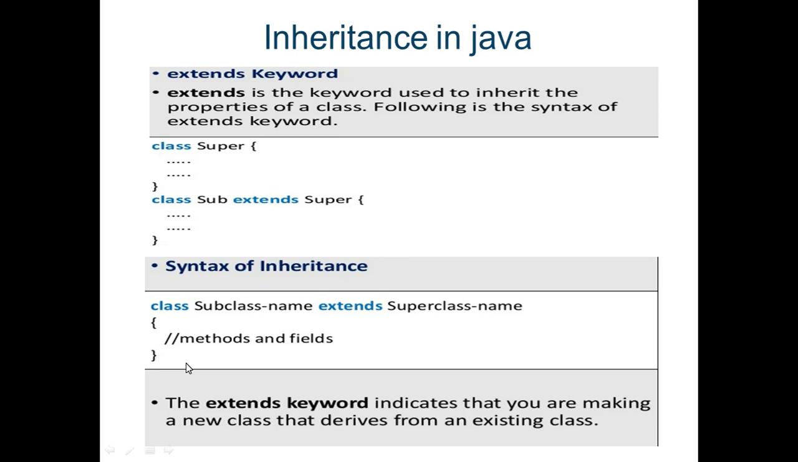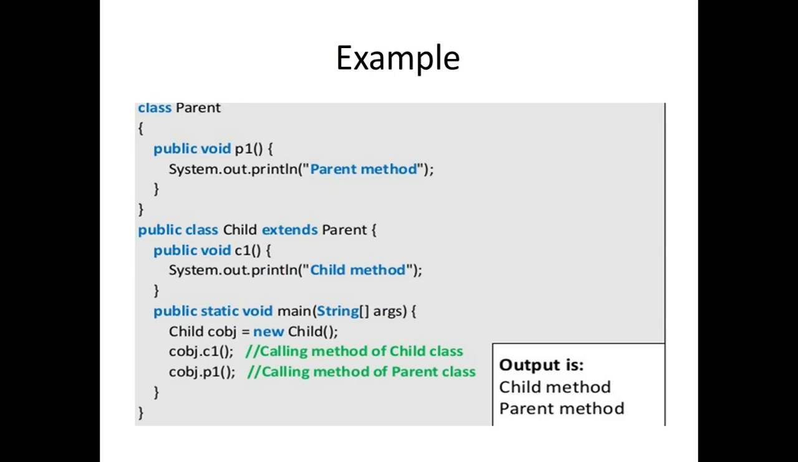So what does the extends keyword indicate? This keyword indicates that we are going to make a new class that derives from an existing class. So here is one example. I am having one class. The name of the class is Parent. In that I am having one method, that is the P1 method. I am just going to write one sentence, System.out.println parent method. So just one statement is there, parent method.